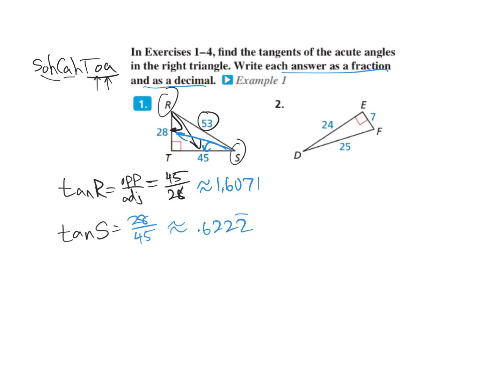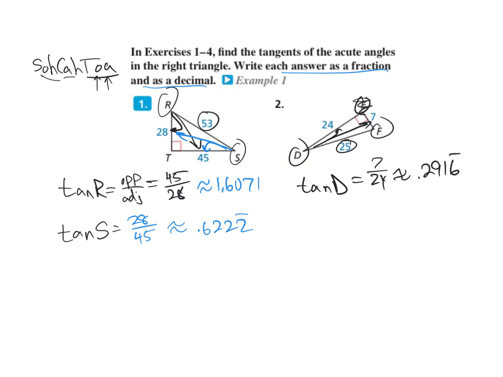All right, let's do number 2. So D and F are your acute angles. E is the right angle, so that doesn't count as acute. So the tangent of D is the opposite leg, 7, over the adjacent leg. Remember leg, not hypotenuse. 25 is your hypotenuse. 24, so 7 divided by 24 is approximately 0.2916 repeating, 0.2917.